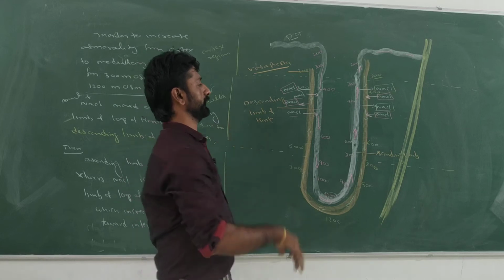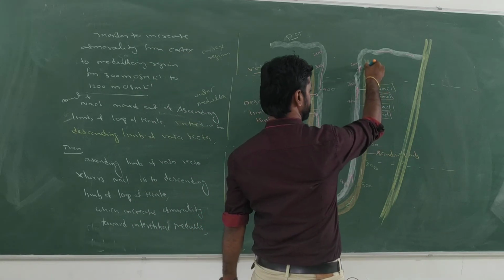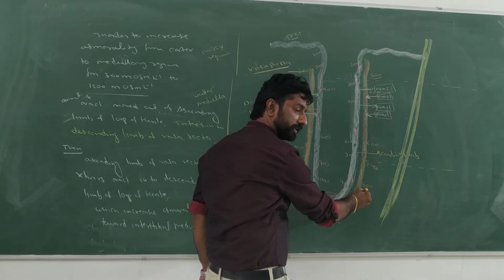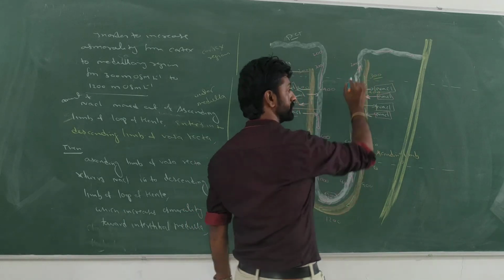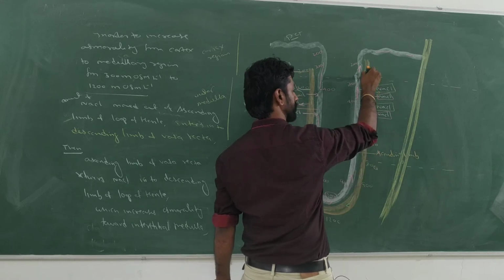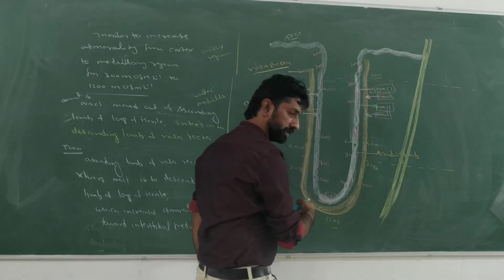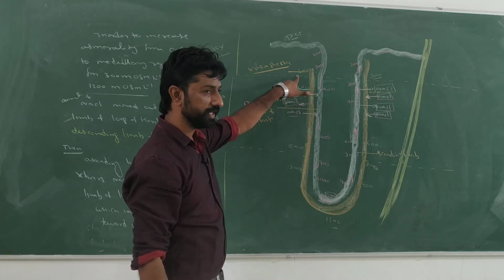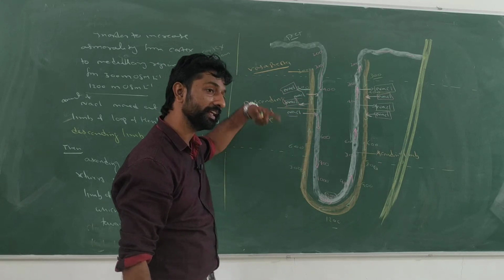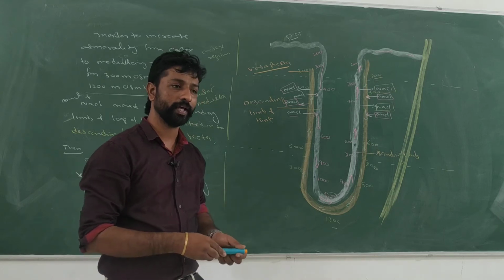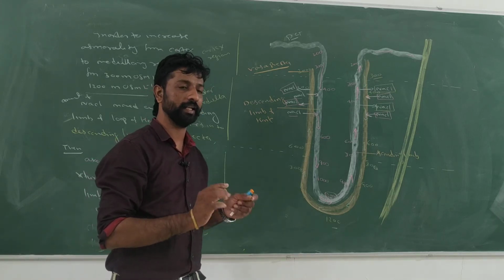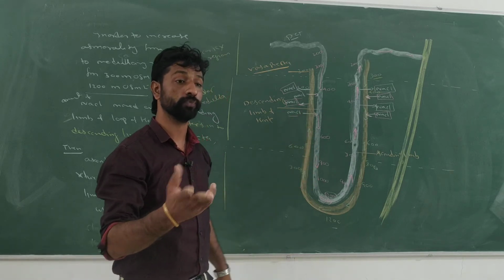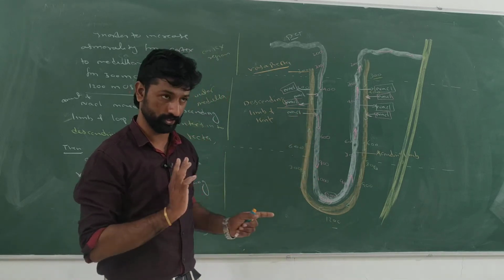With respect to the vasa recta, in the descending limb of the vasa recta, osmolarity keeps increasing up to the interstitial medullary region. But in the ascending limb of the vasa recta, osmolarity keeps decreasing. It means the osmolarity in the ascending and descending limbs of the vasa recta and the loop of Henle are vice versa. They are opposite to each other.